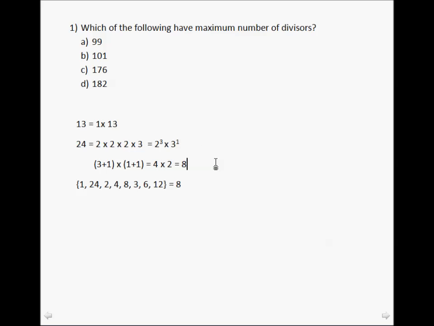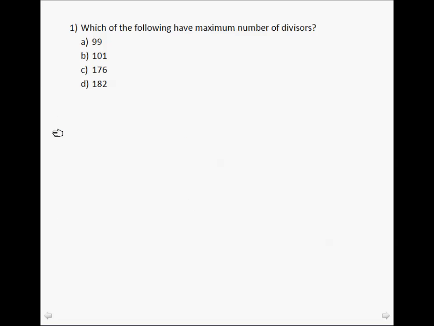So in general, how do we find the number of factors? We write it in their prime forms and we see the powers of the prime numbers, and if the powers are p, q, r, the number of factors would be p plus 1 into q plus 1 into r plus 1 and so on. So this is the general formula for the number of factors. Now let's come to our question. Our question says, which of the following have maximum divisors? So let's write all the numbers in their prime form.